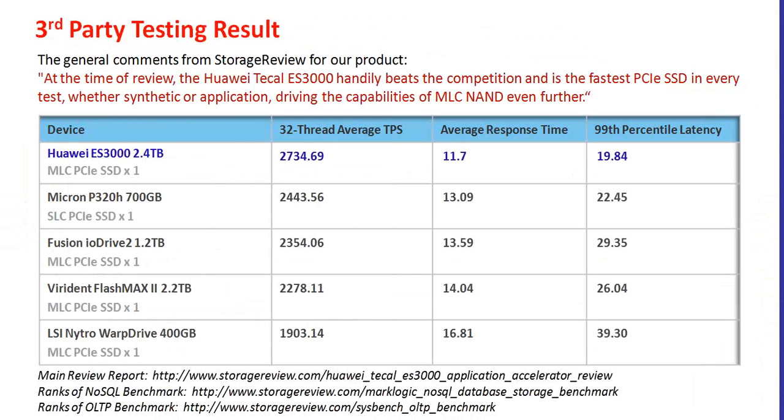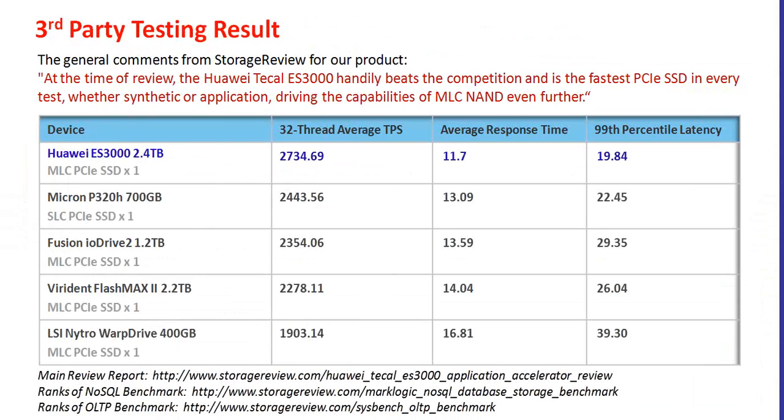I'm going to start pointing out some of the performance data that has been done independently by a third party, Storage Review. They have done 30 thread average TPS, average response time, and 99% total latency. Look at where Huawei stands versus Micron and the Fusion.io drive, 2.1 and 1.2 terabyte. Keep in mind, these are the top of the line Fusion.io drives. We have 11.7, they are at 13.59. We are at 19.84, they are at 29.35.